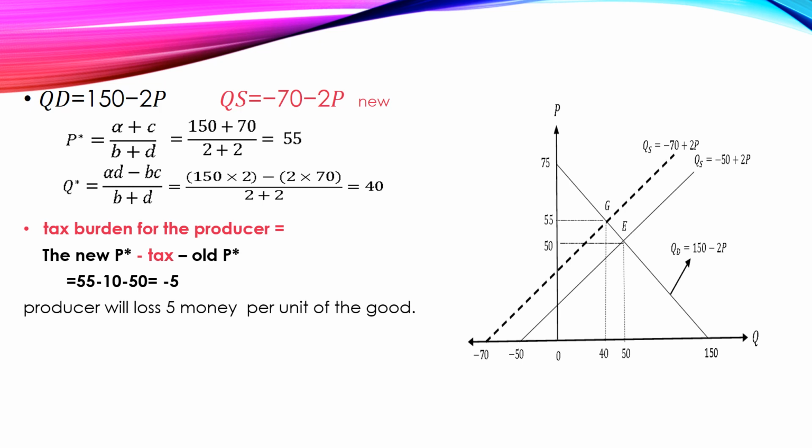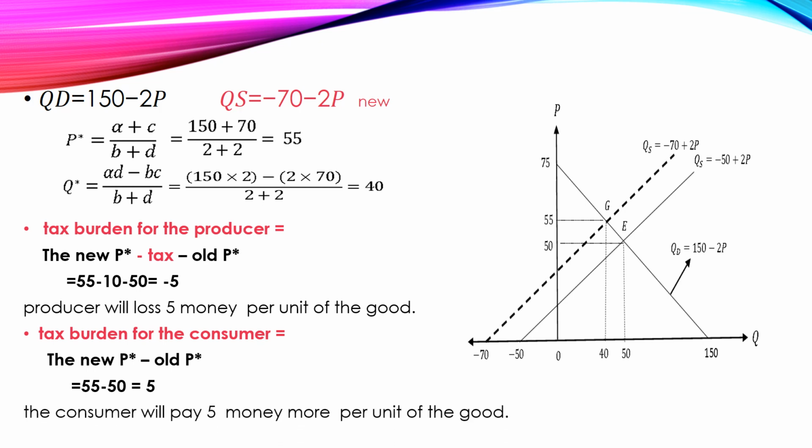The tax burden for the consumer is the new equilibrium price, which equals 55, minus the old equilibrium price, which is 50. 55 minus 50 equals 5. So the consumer will pay 5 money more per unit of the good.